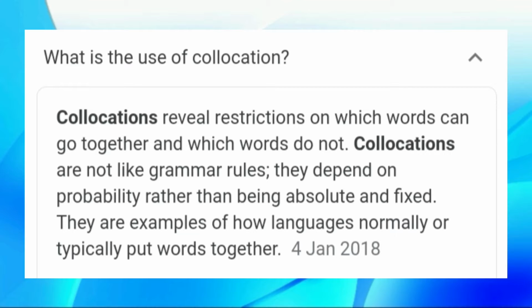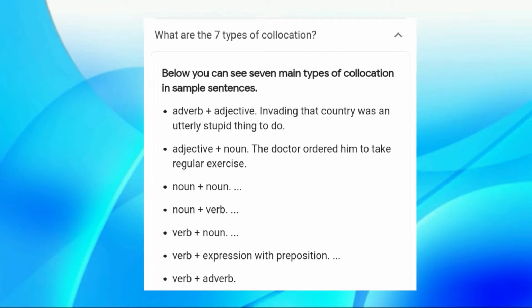In other words, collocation reveals restrictions on which words can go together and which words do not. Collocations are not like grammar rules. They depend on probability rather than being absolute and fixed. There are 7 types of collocation: adverb plus adjective, adjective plus noun, noun plus noun, noun plus verb, verb plus noun, verb expression with preposition, and verb plus adverb.